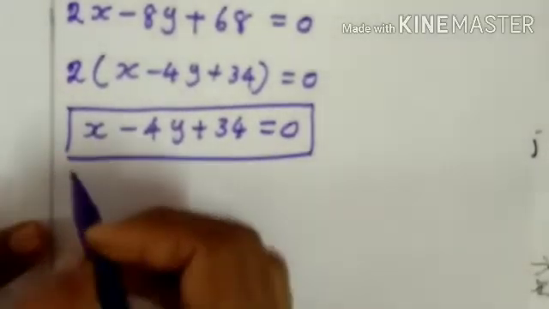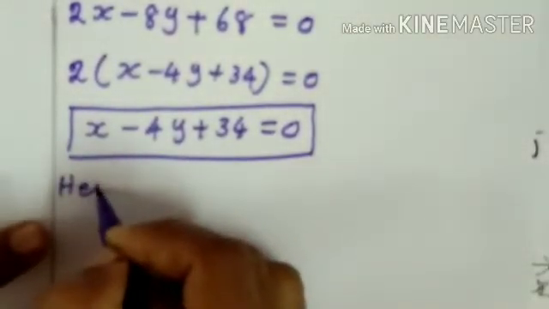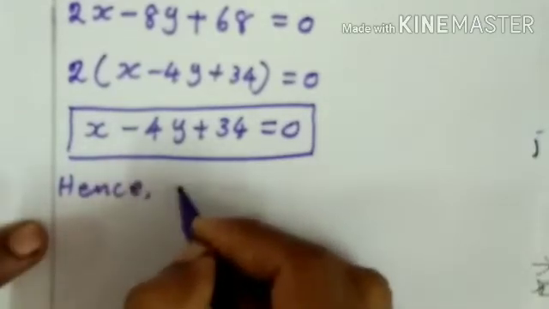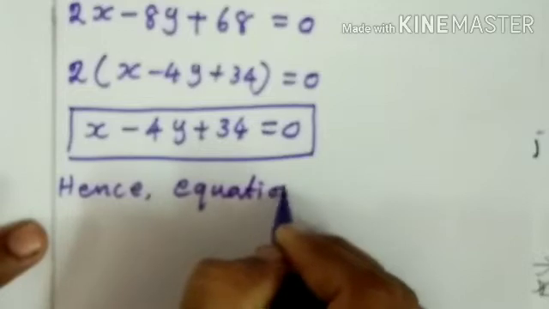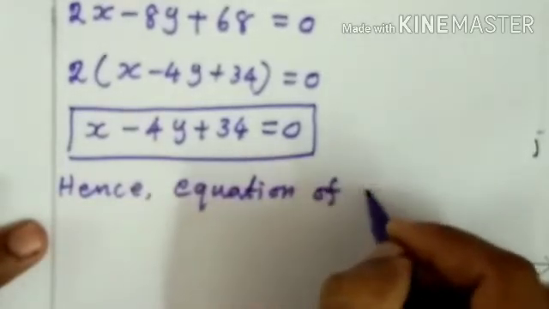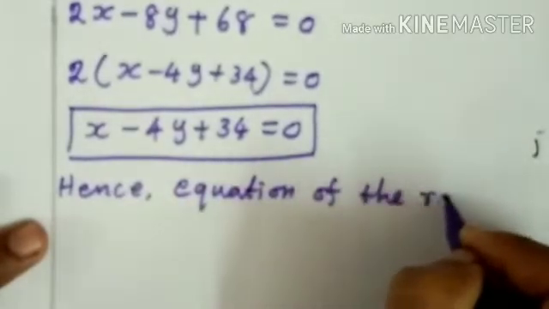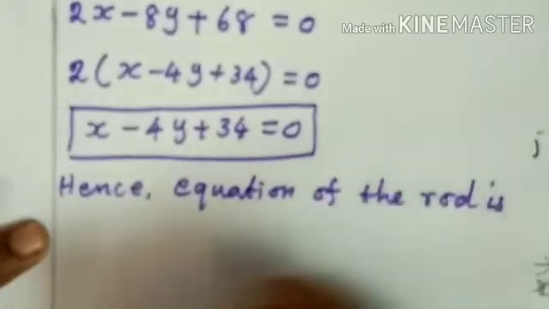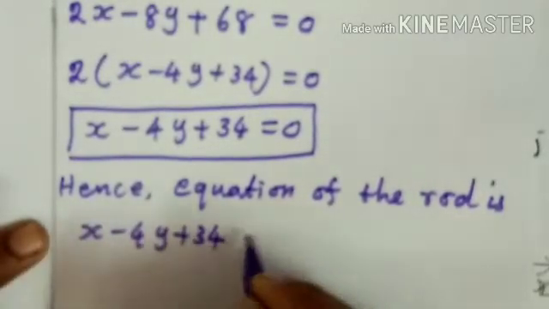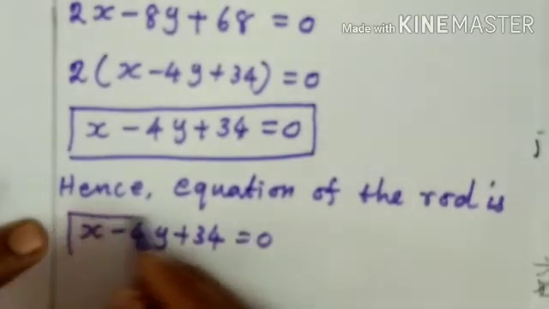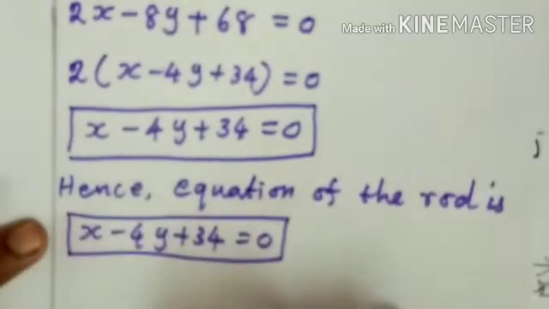Hence, the equation of the line is x minus 4y plus 34 is equal to 0. This is the answer for this question.